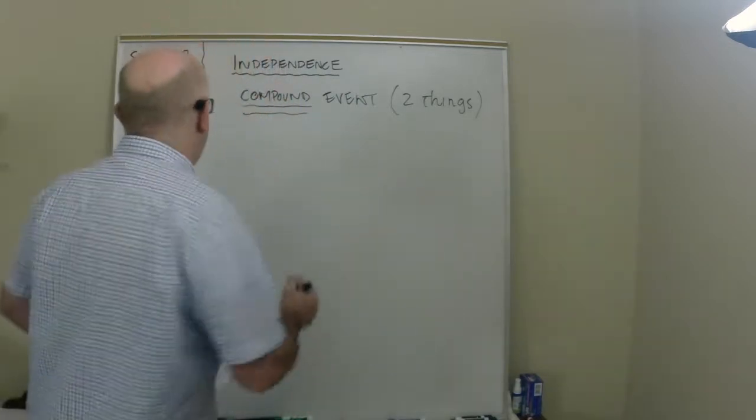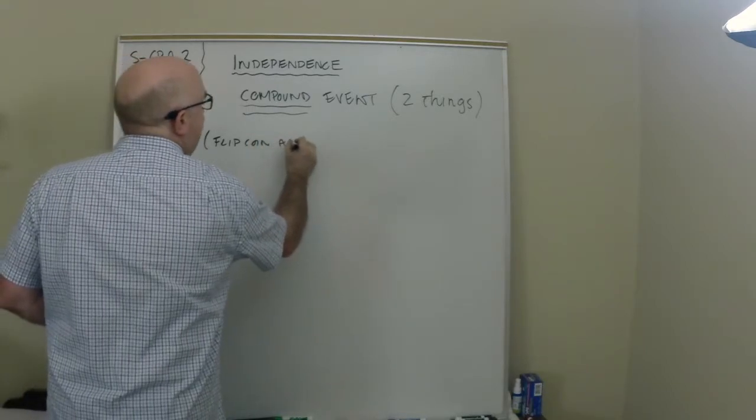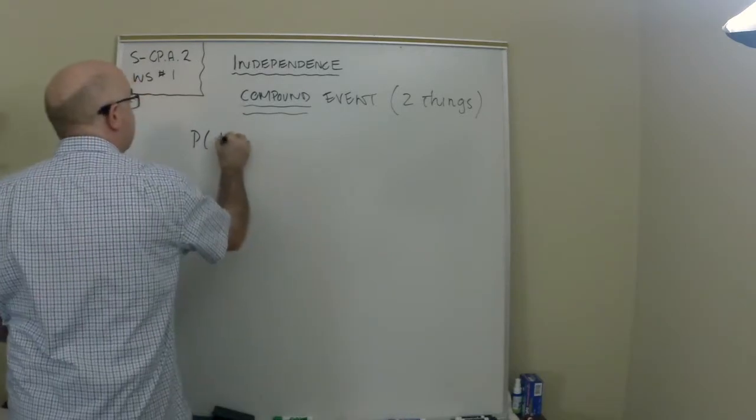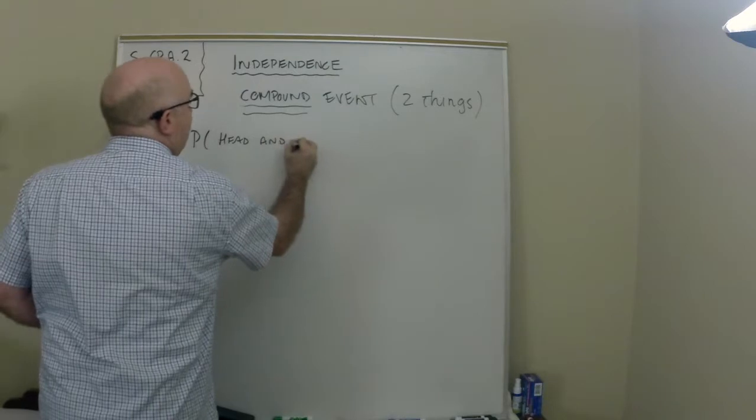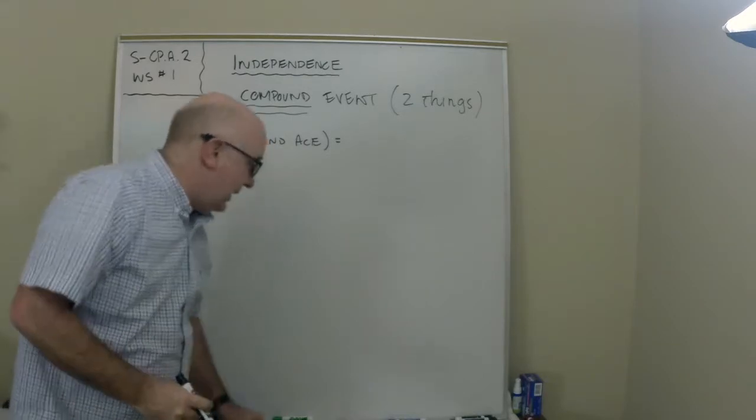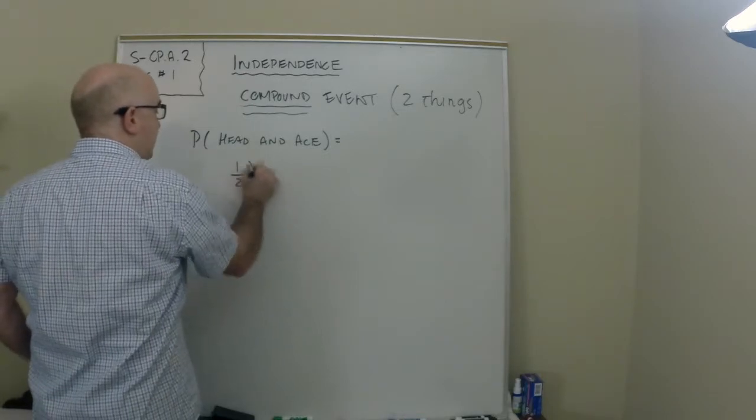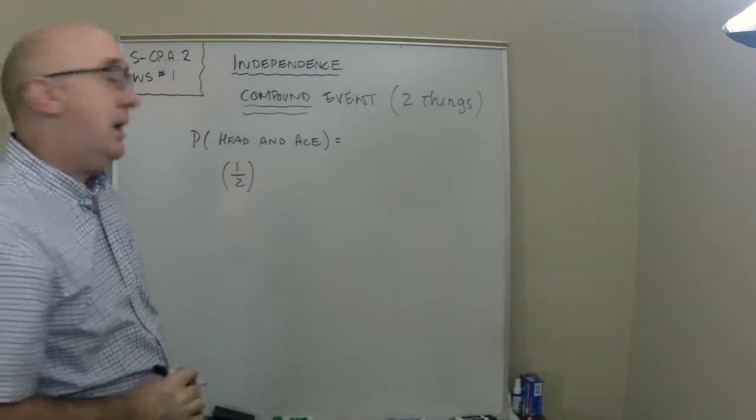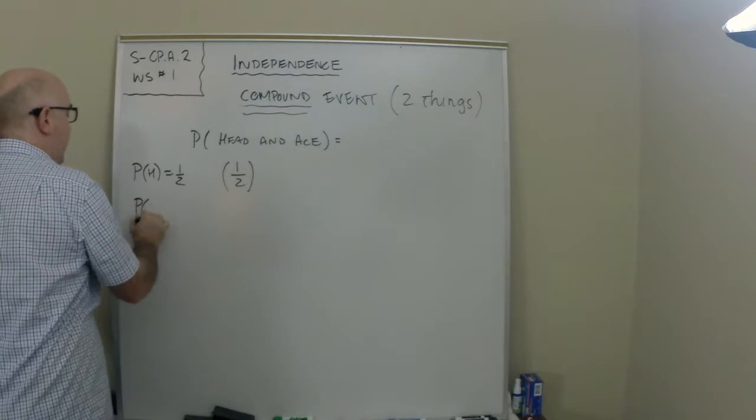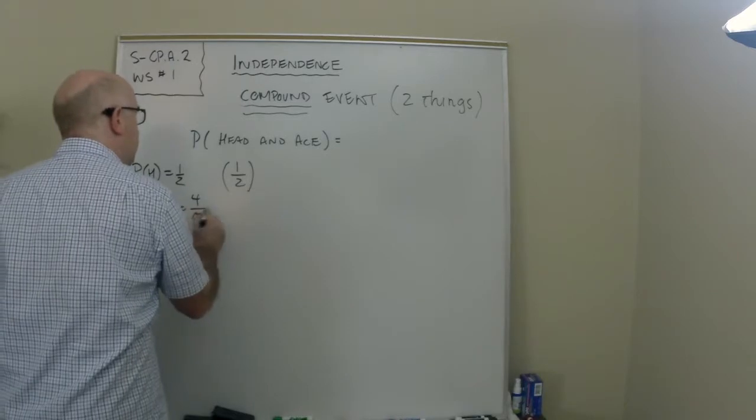So for instance, if you wanted to know what's the probability of flipping a coin, or actually let's do it, getting a head on a coin and an ace in the deck. So you have your coin and you flip it. It's a 50-50 chance. So that would be 1/2 is the probability of getting a head. So over here, the probability of a head is 1/2. And the probability of getting an ace, there are 4 of them in the 52 cards that are there.